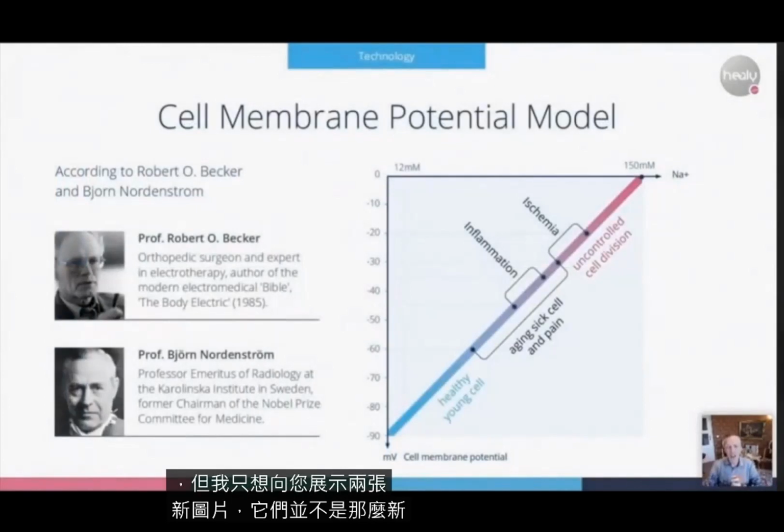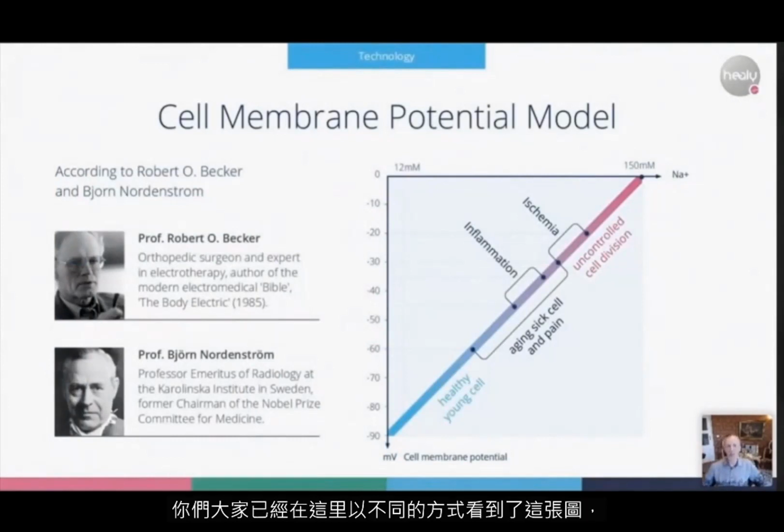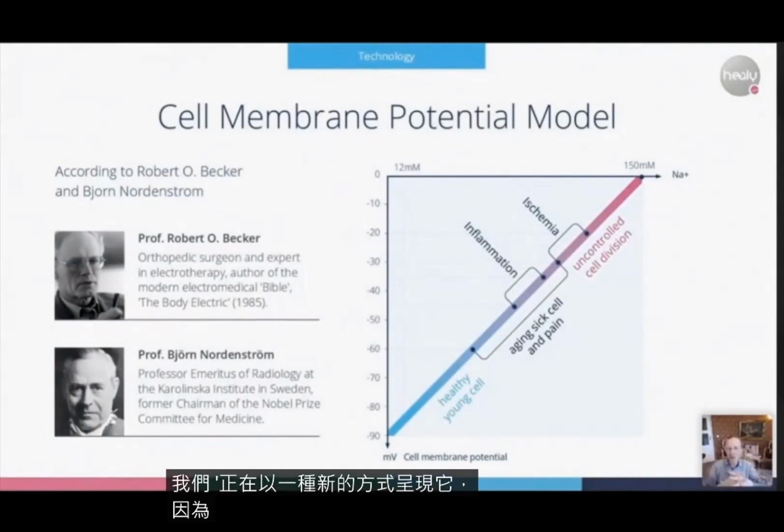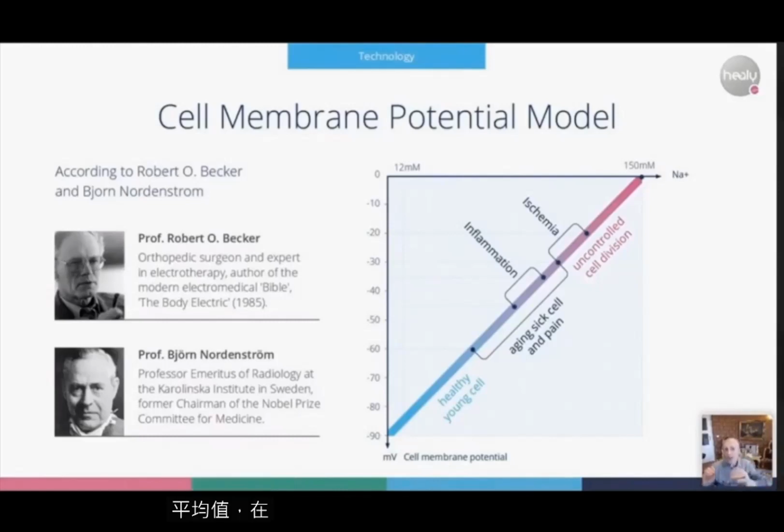And they are not so new, and probably you recognize immediately what you see here, because we have talked a lot about the cell membrane potential. The cell membrane potential is actually the voltage at the cell membrane. And remember, you all saw this diagram in a different way already. Here, we're presenting it in a new way because we want to be more precise scientifically. In the old graph, it was not wrong, but it was giving average values. And here, the average values are replaced by areas.